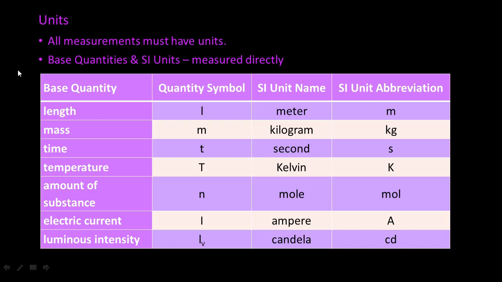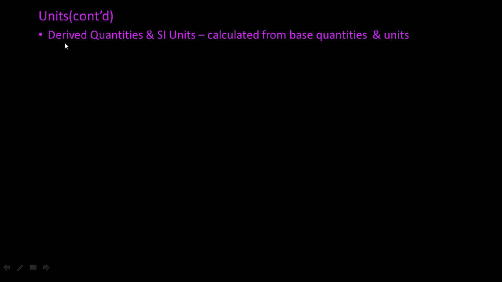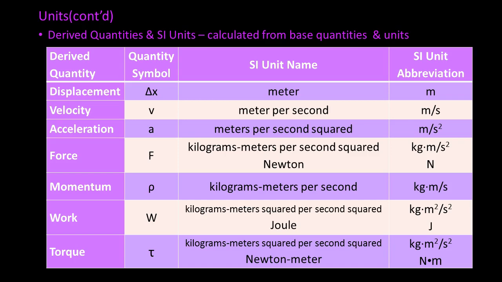Well, if those are the only base units, what about our other units? Well, the other units are called derived SI units, and they go with the derived quantities. And these quantities and units are calculated from the base quantities and units. Let's take a look at some derived quantities and their SI units. Now again, this is just a partial list. There are hundreds of derived quantities.